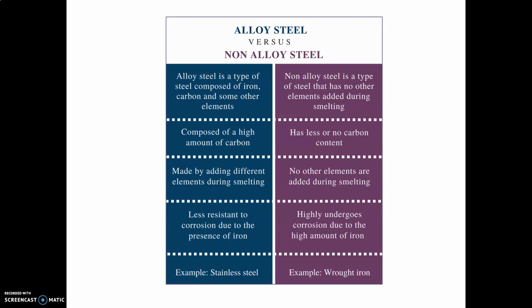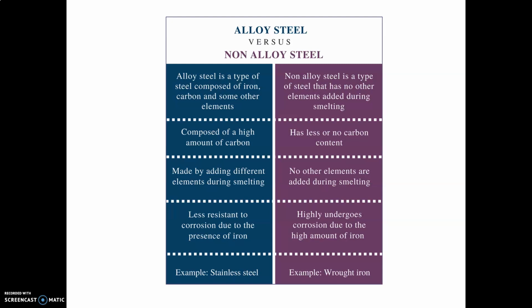Now here we highlighted the difference between the alloy steel as well as the non-alloy steel. Let us have a look at the alloy as well as the non-alloy steels property-wise. Alloy steel is a type of steel composed of iron. The major composition elements of alloy steel are iron and carbon. As I discussed earlier, carbon increases the strength of the steel.